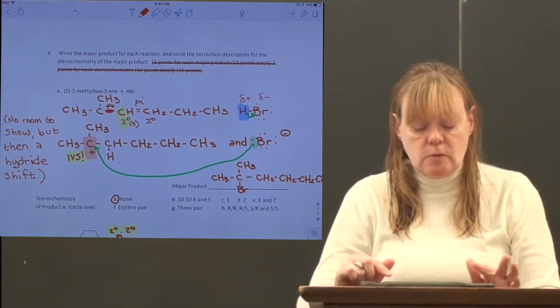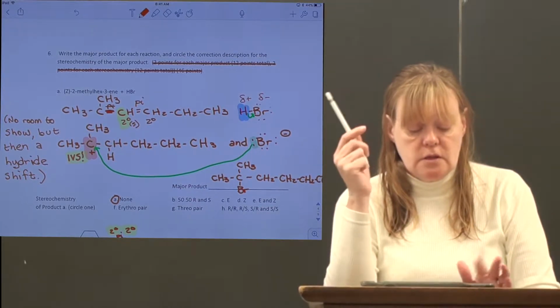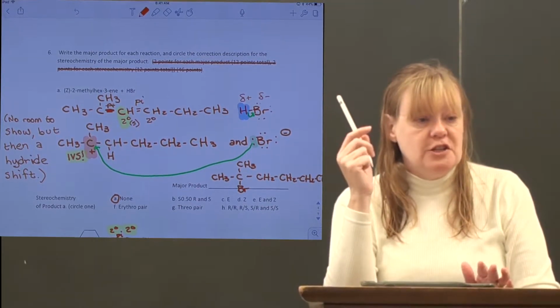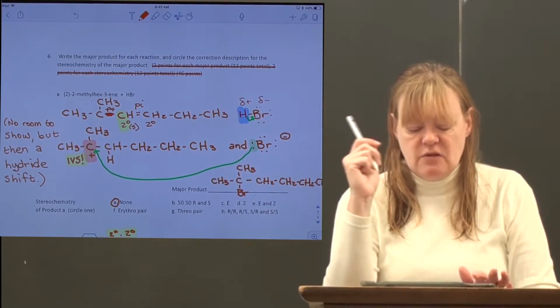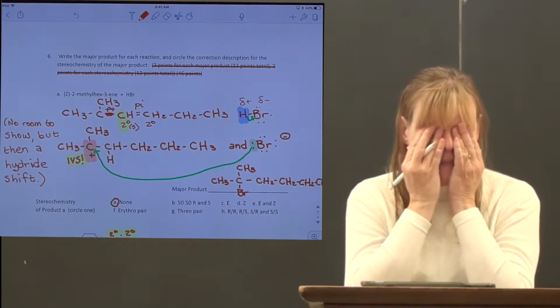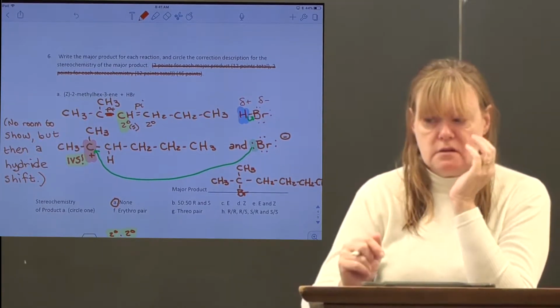This is the one that I goobered. Because I put the pi bond between carbons 2 and 3 instead of between 3 and 4. So I tried to make it a single bond and everything. It's not quite right. But anyway, there's no room to show all of the steps anyway, so it worked out right, or something.